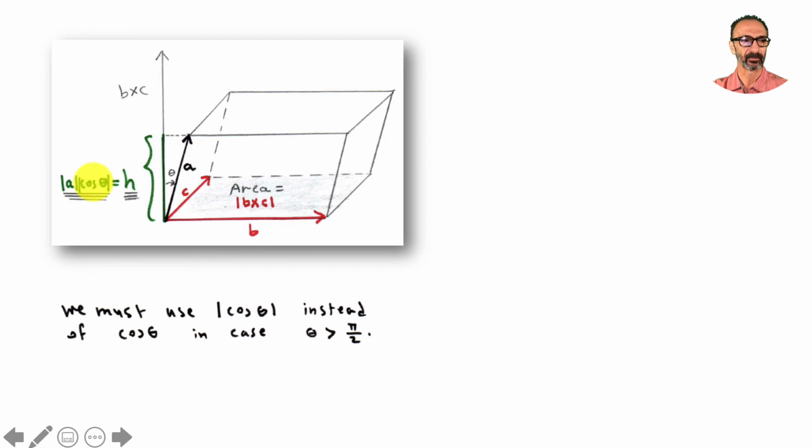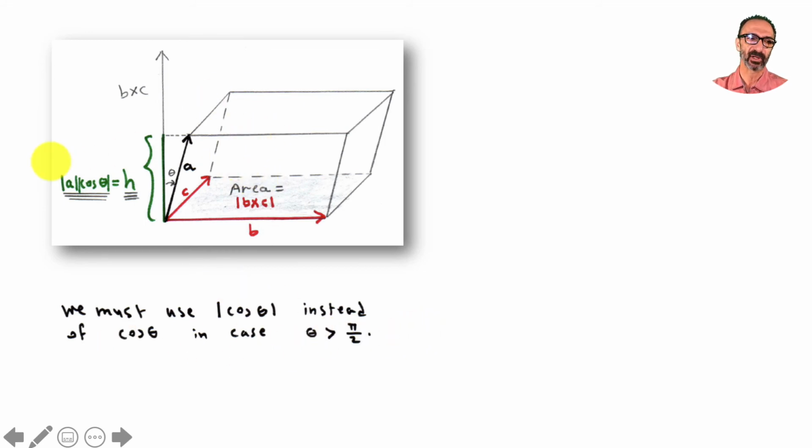We're going to use not sine. It's the magnitude of A times cosine theta that will give you this. This is called the scalar projection, which was covered in the last video too. So the height is the absolute value of A, or magnitude of A, times the magnitude of cosine theta. The reason we're using the magnitude of cosine theta is that we want to make sure that this value is positive, in case theta goes beyond 90 degrees and cosine is negative. So that's what we have.